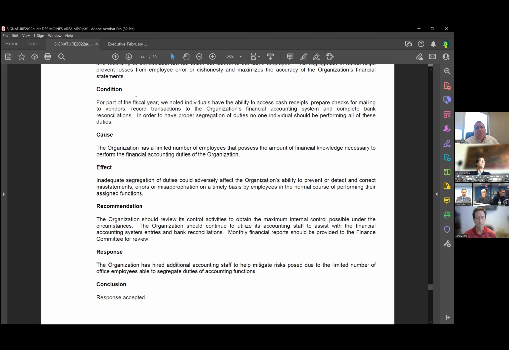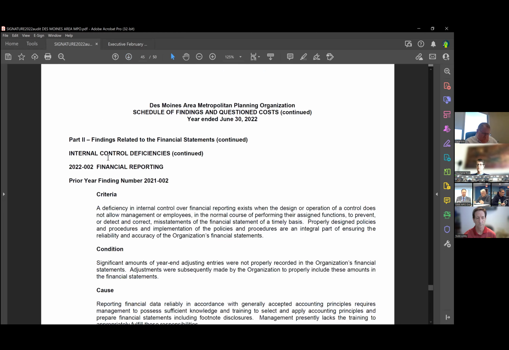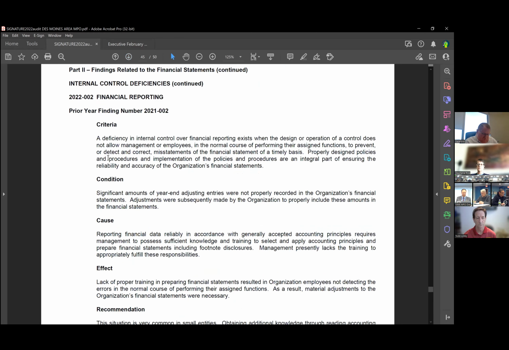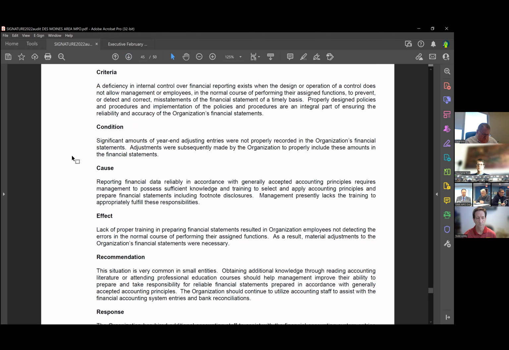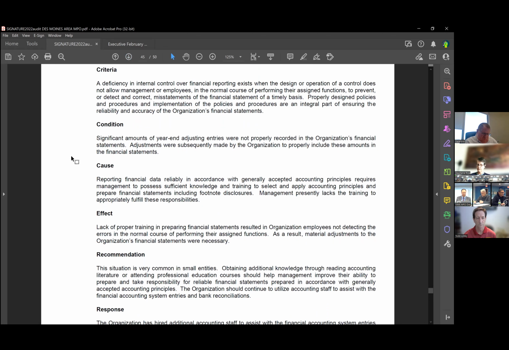On page 45, it says management lacks the proper knowledge and training to select and apply accounting principles and prepare financial statements, including footnote disclosures. Do we have a plan to resolve that? There's additional training being had, and that was also partly why we brought Rhonda on board, as well as using the bookkeeping service to help address those comments.